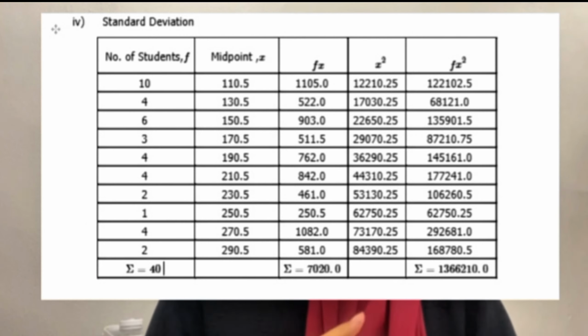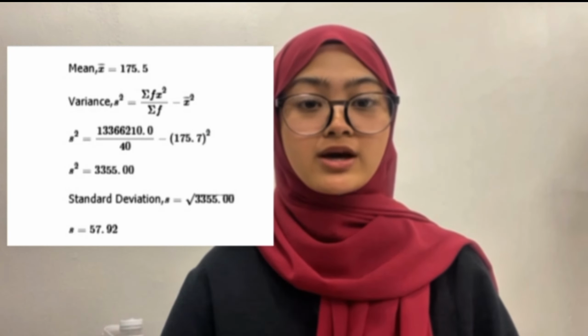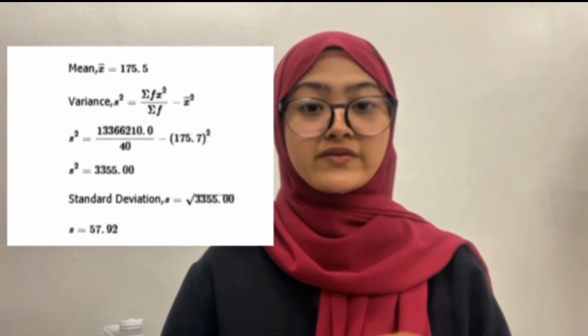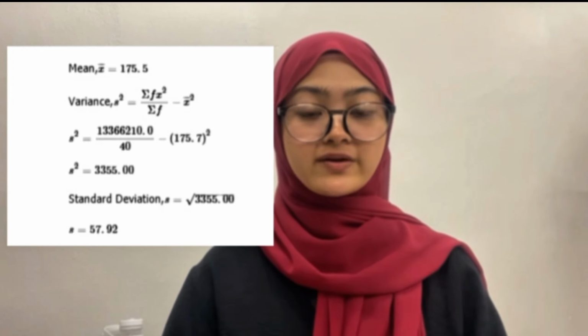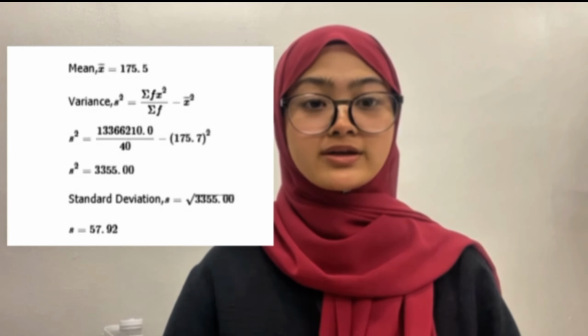Next, we do 1,366,210 divided by 40, then minus 175.5 squared. The variance is 3,355. Lastly, standard deviation is the square root of the variance. So, the square root of 3,355 is about 57.92. This means the spending amounts are quite different among students. Not everyone spends around the same.